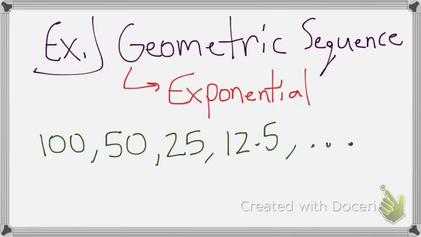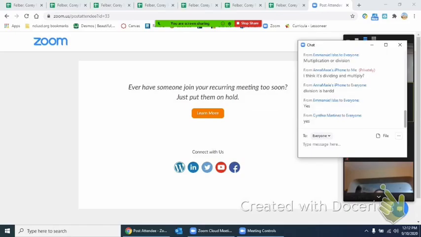Recording right now. Okay, so can everybody tell what the pattern is here? Can everybody see what we have to do to get from one to the next? I just told you. Good. Division. Okay, so that's good, Anna Marie.